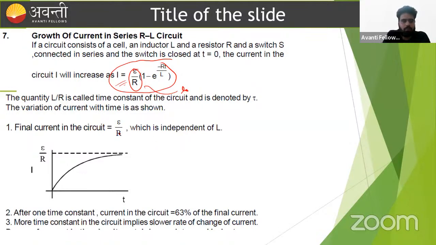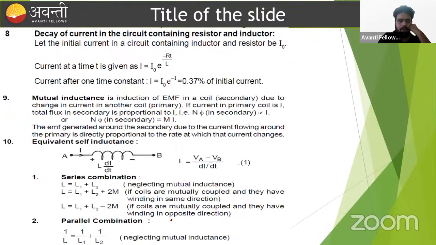Okay, beta. Let's move further. Let's move to the graph. This graph is increasing, so we can say after some time it will get saturated, and the maximum value is E upon R. At one time constant, the value will become 63% of the final current. So we have to keep such things in mind.